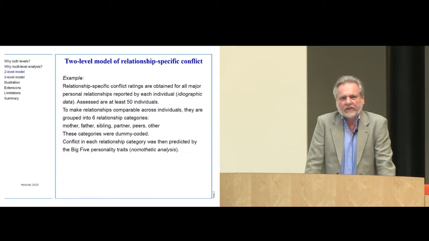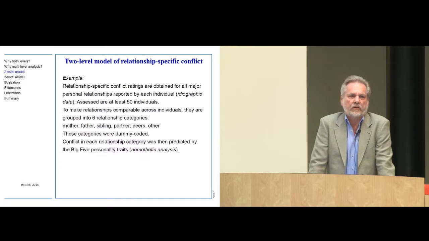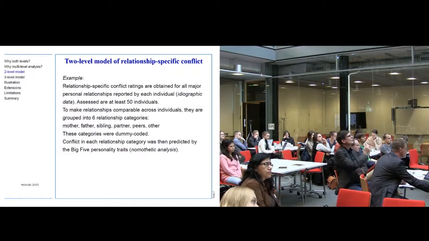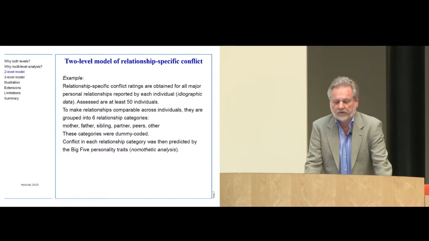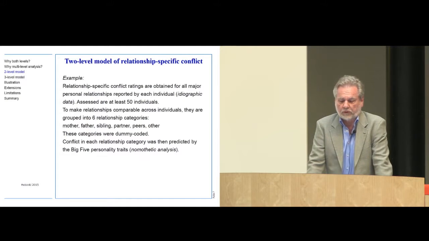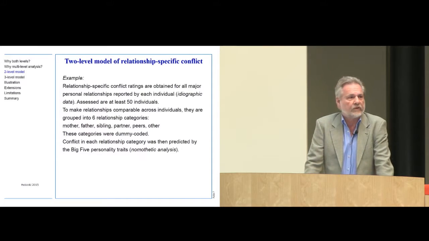Now, let's apply this not to time, but to something else. If you are interested in interpersonal conflict, social behavior, social relationships, it seems clear that this conflict is different in different types of close relationships or less close relationships. So you need relationship-specific conflict ratings, and you can study this in families.